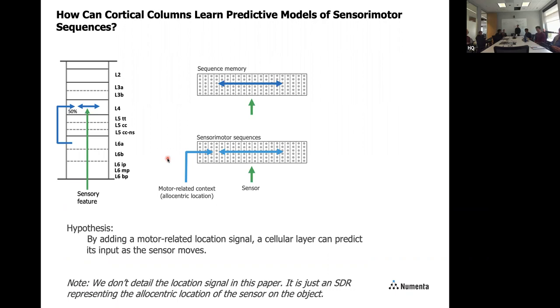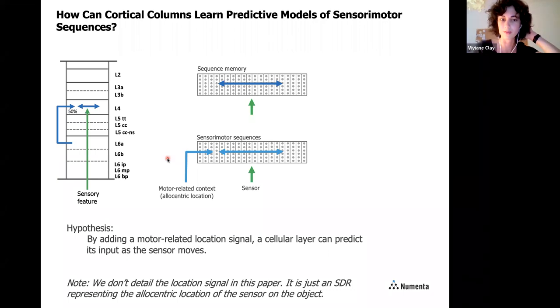One little technical question I had when I read the paper was about these SDRs that represent the location and also the sensory information. Are similar information and locations represented similarly in the SDR? Because I think in the paper somewhere it said random, but somewhere it also said that you can kind of interpolate between them. So I was a bit confused about how they are created.